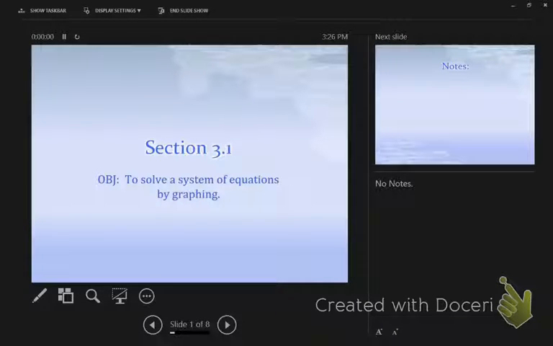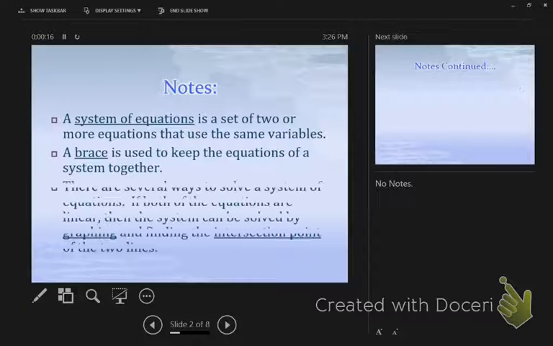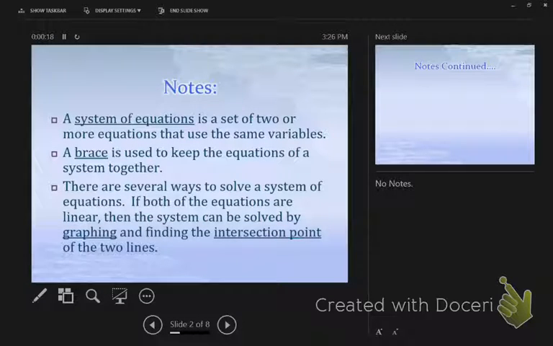All right, today we're doing section 3.1. Our objective is to solve a system of equations by graphing. A system of equations is a set of two or more equations that use the same variables. A brace is used to keep the equations of a system together, so like the curly brackets. There are several ways to solve a system of equations.